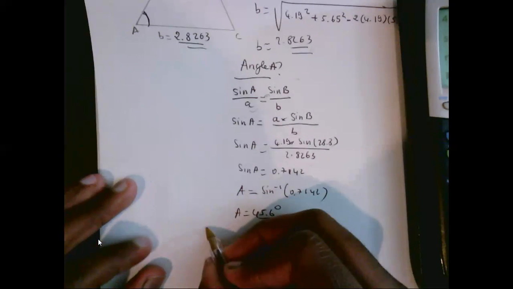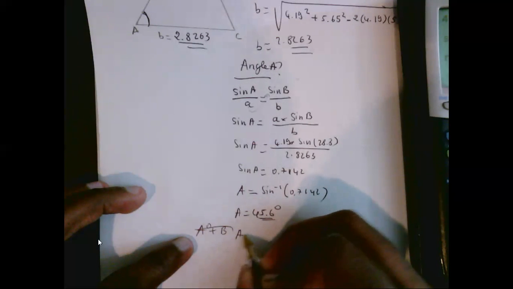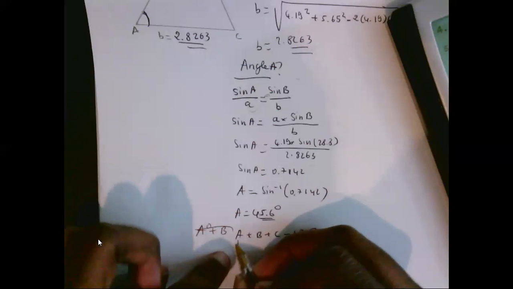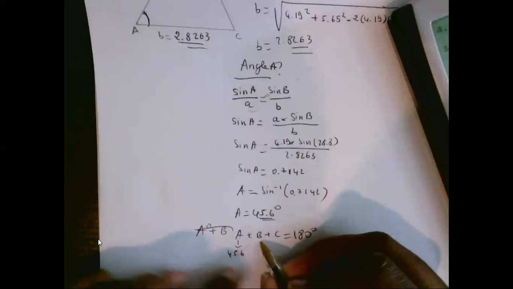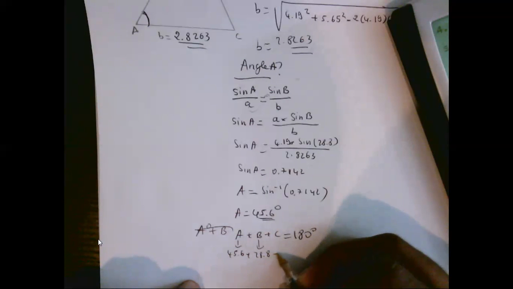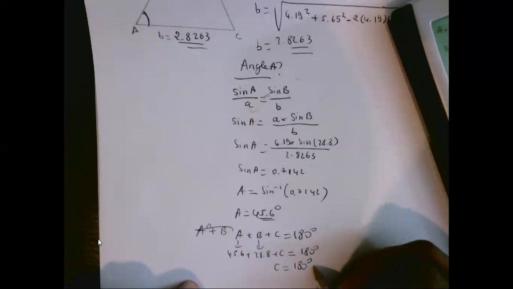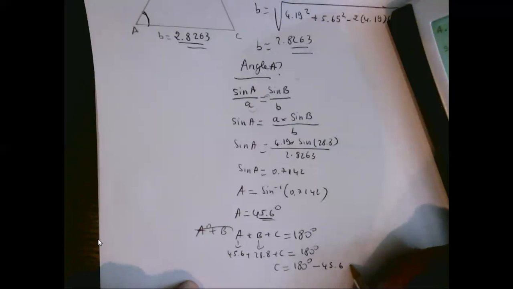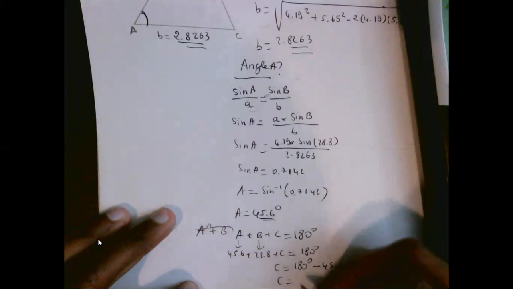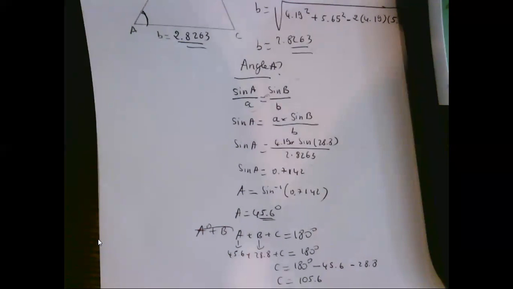I know that in a triangle, the sum of all the angles, A plus B plus C, is equal to 180 degrees, right? I know that A is 45.6, I know B is 28.8, and I need to figure out what C is. So C will be equal to 180 degrees minus 45.6 minus 28.8. So C will be equal to 105.6, and that's the final answer for that question.